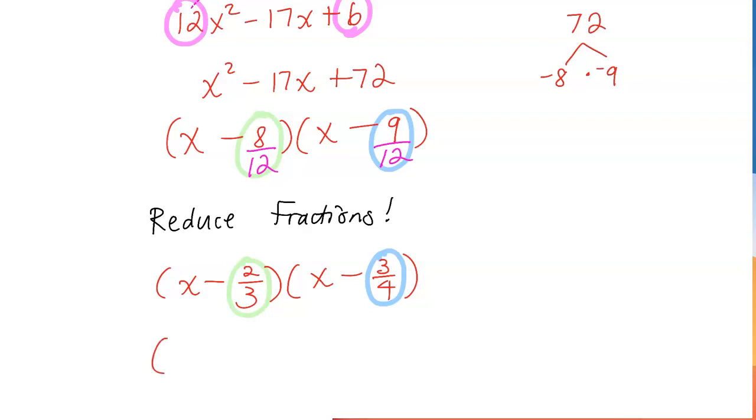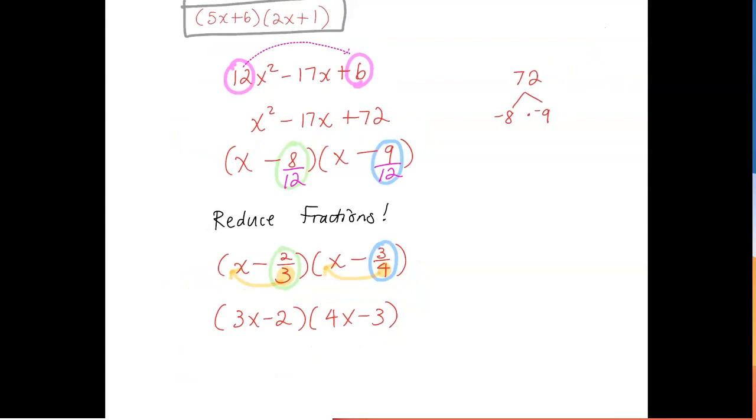If I bring this 3 to the front and bring this 4 to the front, we'll have our final answer: 3x minus 2 times 4x minus 3. So this is, guys, how I factor. But you and I may have different factoring strategies, and that is completely fine.